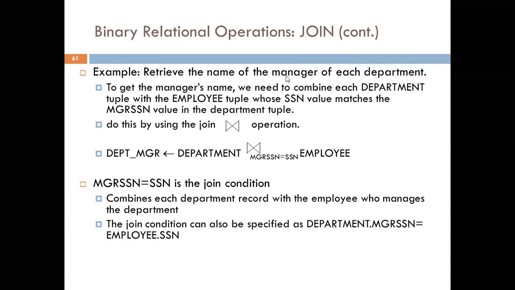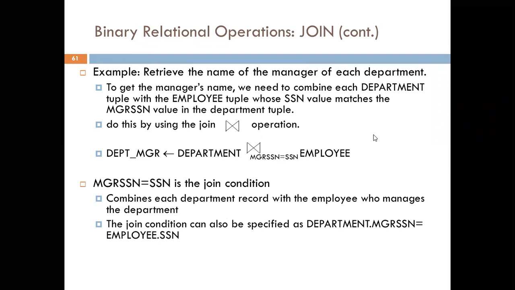So we can specify our condition like this. Department on one side, its MGR SSN should be equal to SSN of employee. The attribute which we write on the left side should belong to the left table, and the attribute which we mention on the right side should belong to the table that is present on the right side. So here MGR SSN is equal to SSN is the join condition which we mentioned. So this combines each department record with the employee who manages the department.